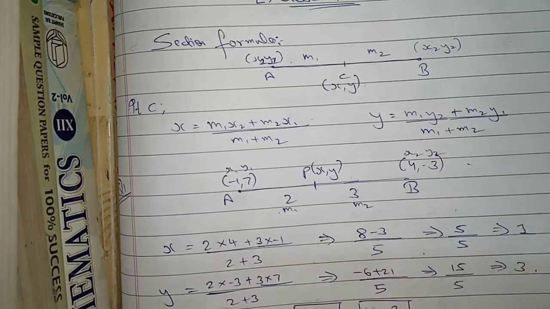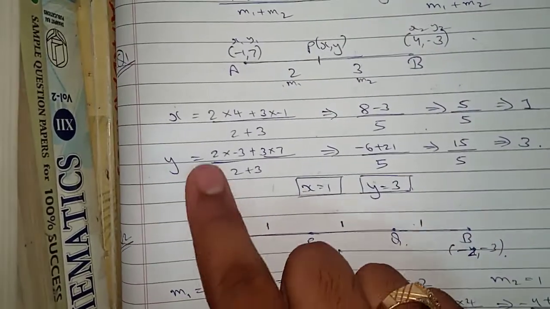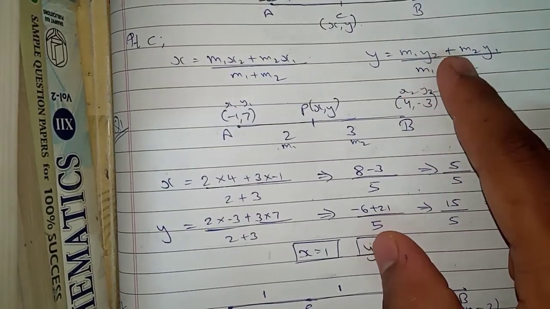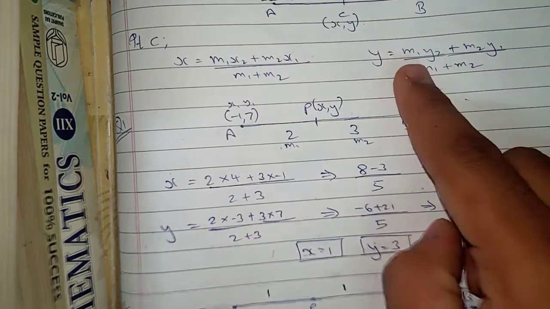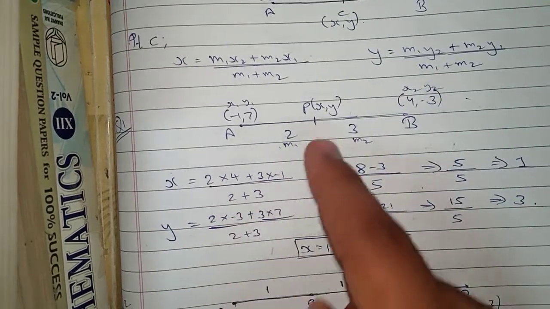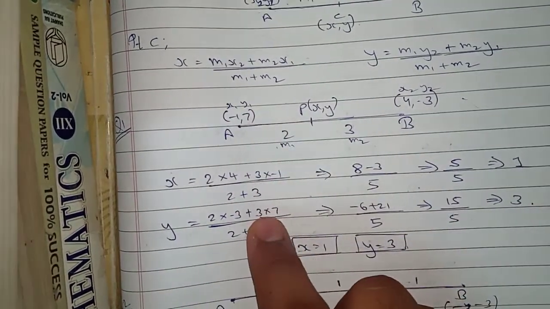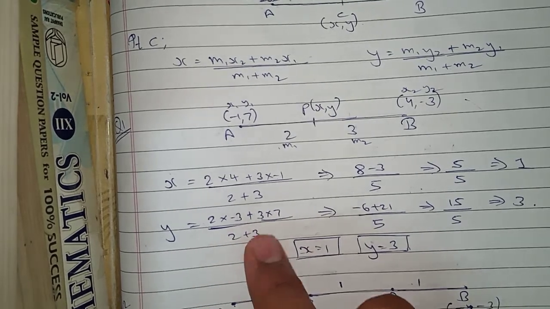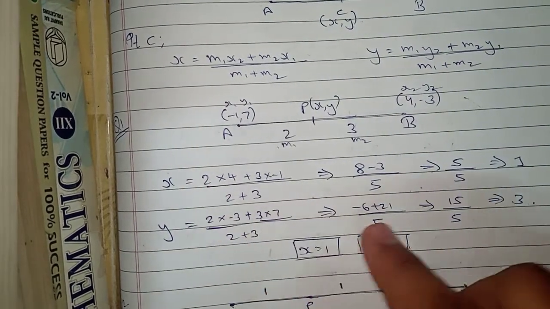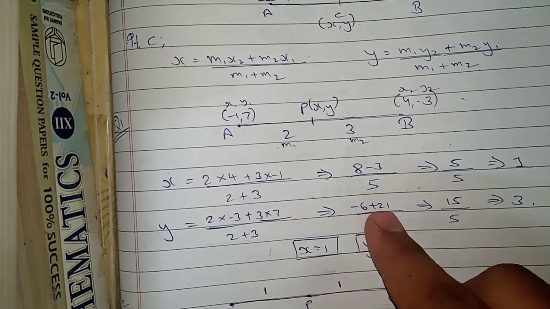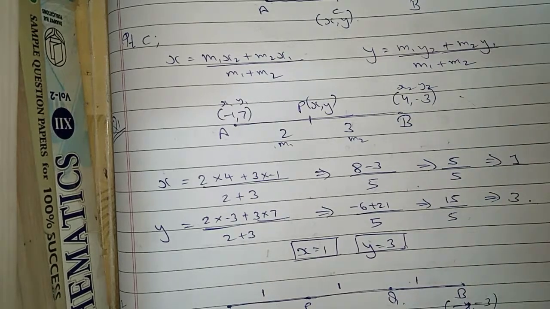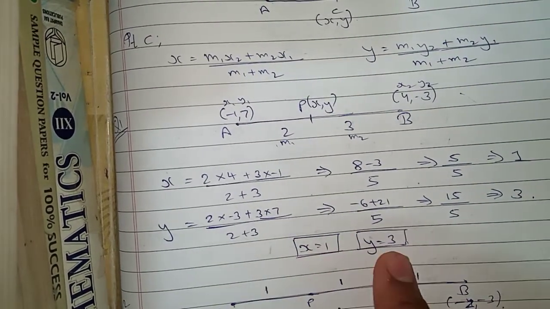Now look at the y. For y, m1 y2 plus m2 y1 divided by m1 plus m2. That is, -3 multiply 2 plus 3 multiply 7, m2 y1, divided by m1 plus m2. You only have to put these values in the given formula and you will get the answer. Don't worry about that. 2 into -3 is -6. 3 into 7 is 21, divided by 5. 21 minus 6 is 15, divided by 5. The answer will be 3. So the x point is 1 and the y point is 3.